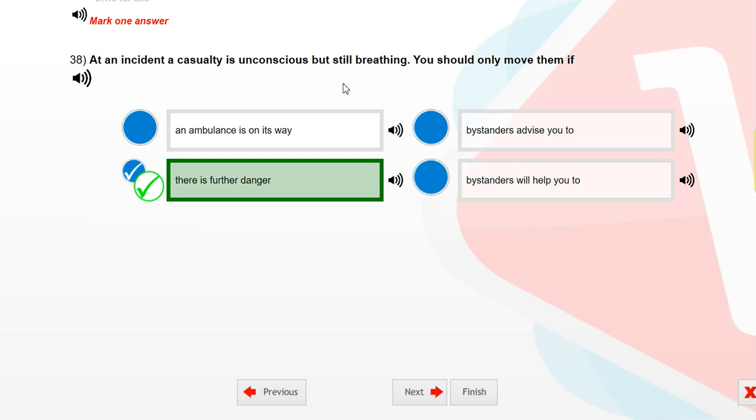At an incident, a casualty is unconscious but still breathing. You should only move them if there is further danger.